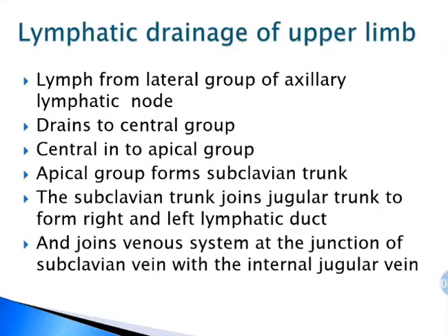Lymphatic drainage of upper limb. The lymph from lateral group of axillary lymph nodes then drains into central group, that is the secondary group. The secondary group, that is central group, will end in apical group, which is the tertiary group. Then the apical group forms one trunk, that is called subclavian trunk. The subclavian trunk joins jugular trunk, which is coming from head and neck, to form right and left lymphatic ducts.